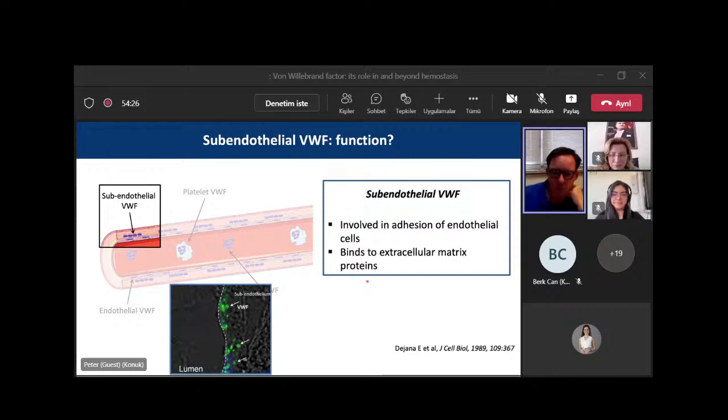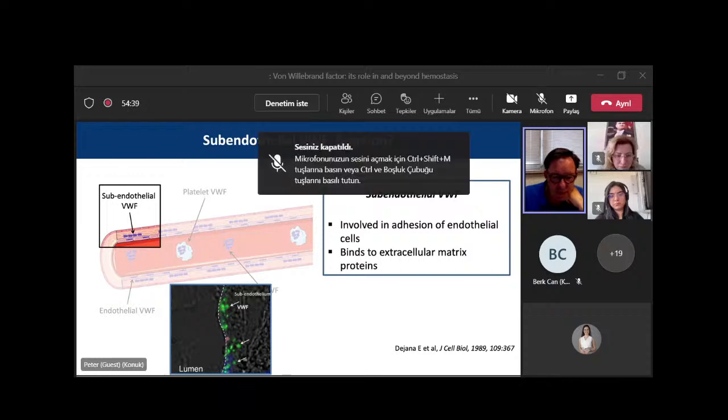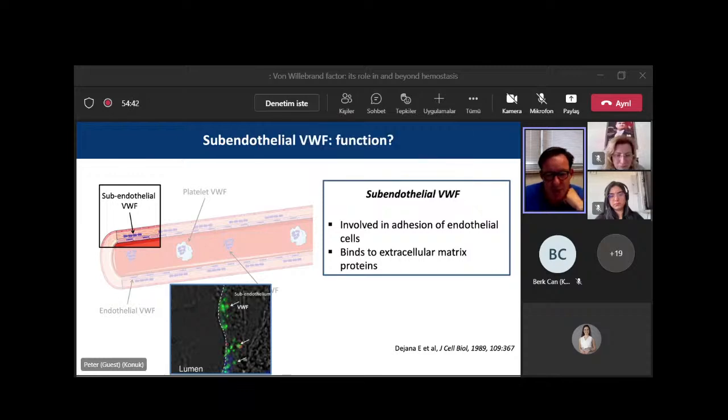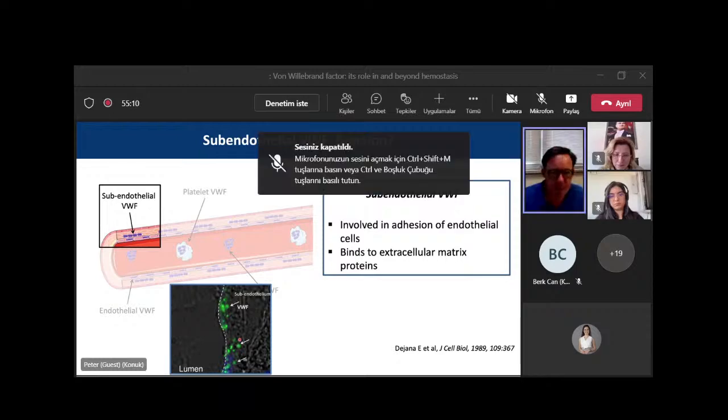And when you look at the figure here in the bottom, when you make a section of a vessel and you start to stain for VWF, you can see VWF in the endothelial cells, but you can also see that it's penetrating much deeper in the vessel wall. So what its function there is, we don't know much about it. We know that it can help to attach the endothelial cells to the subendothelial matrix. We know that VWF can interact with some of the extracellular proteins that are also present in the matrix, but other than that, we don't know much about it.